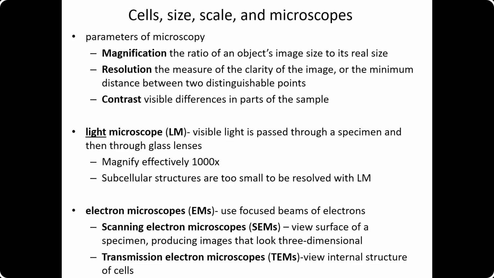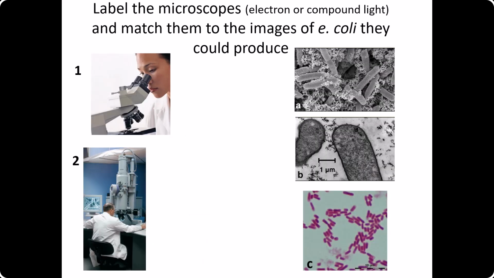And then there's transmission electron microscopes, which view internal structures of cells. So let's look at these microscopes and these different images of E. coli and see which kind of microscope could produce which kind of image.